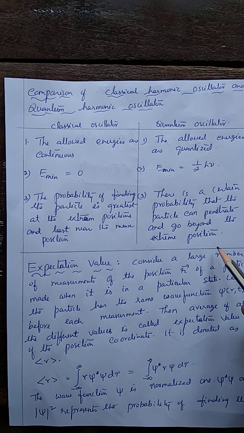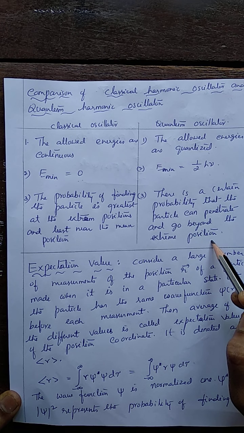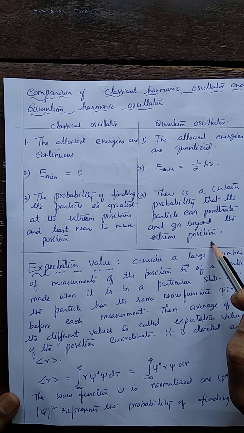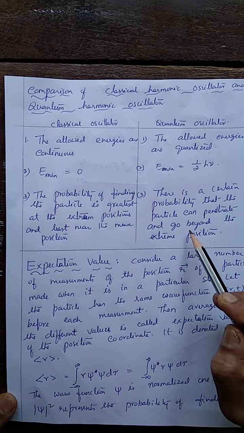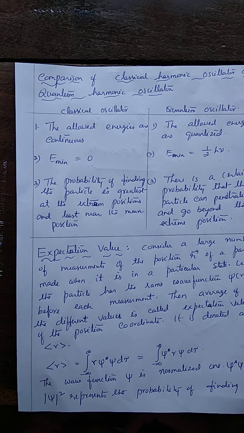That's what the theory says. The particle can move slightly beyond the extreme position. There is a probability of finding the particle beyond this extreme position. These are the differences between the classical harmonic oscillator and the quantum harmonic oscillator.